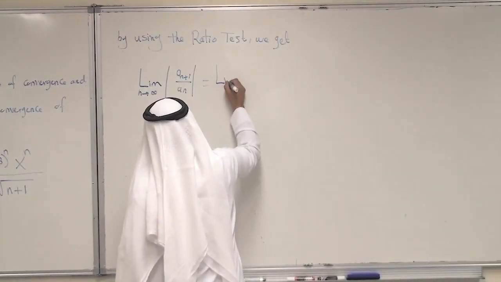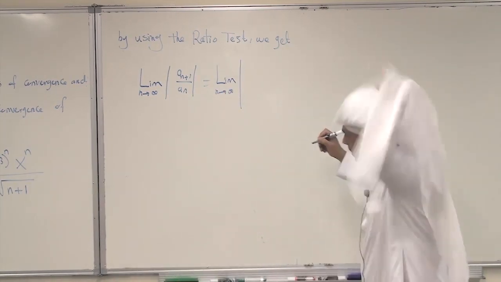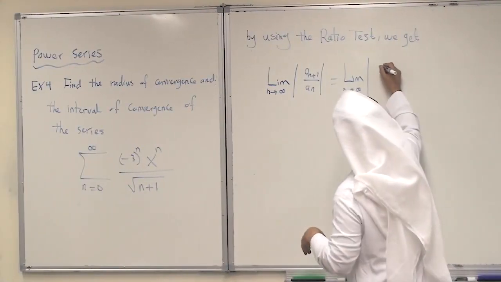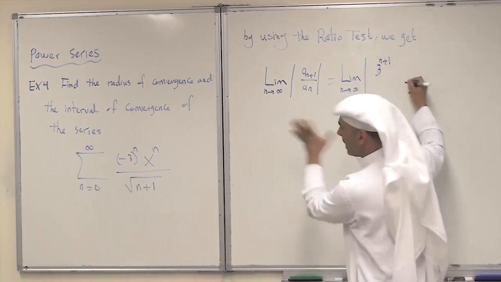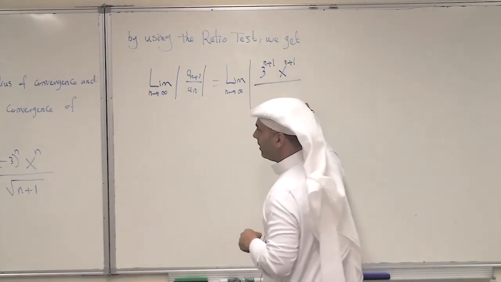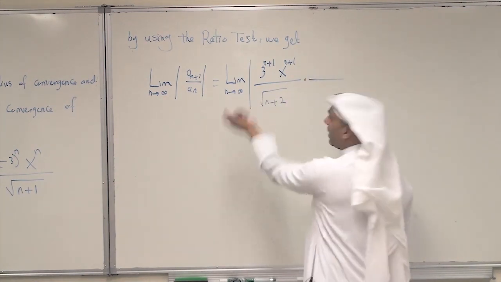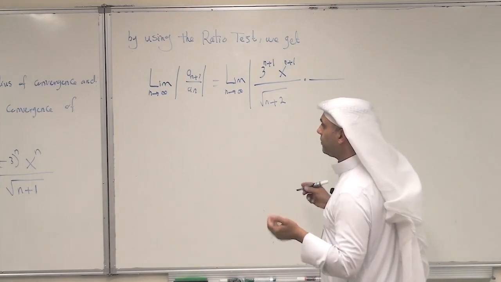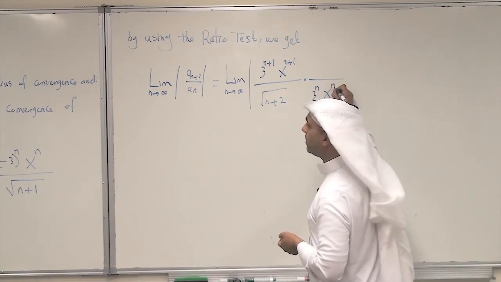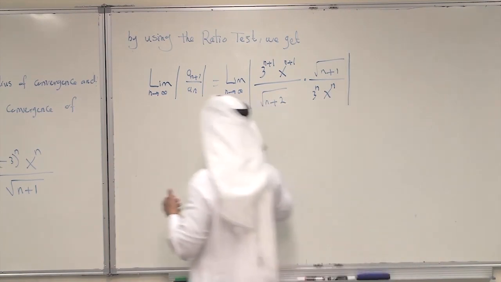So this is the limit as n goes to infinity of the absolute value. I will replace n by n plus 1. With the absolute value, I forget about the minus; it will not affect anything here. So this is 3 to the n plus 1, x to the power n plus 1, divided by radical of n plus 2, multiplied by, it is actually divided by a n, so it is the reciprocal of the quotient we have. So that is 3 to the n and x to the n in the denominator, and we have radical of n plus 1. That is inside the absolute value. Okay, fine.